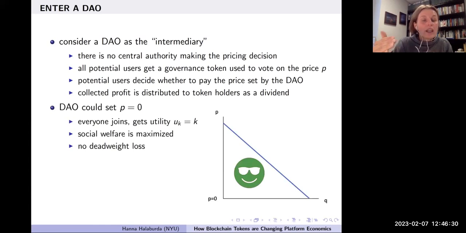So in this system, a DAO could vote for the price to be 0. At this price, everybody joins the platform, everybody gets the utility from the platform, the social welfare is maximized, and there is no dead weight loss. Okay? So the DAO could decide on that, but will they actually vote on that price?